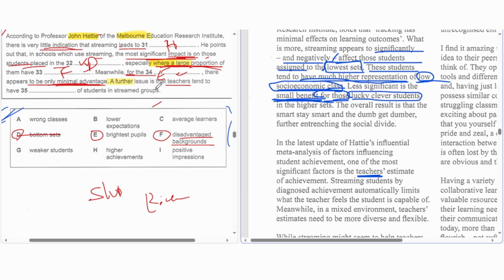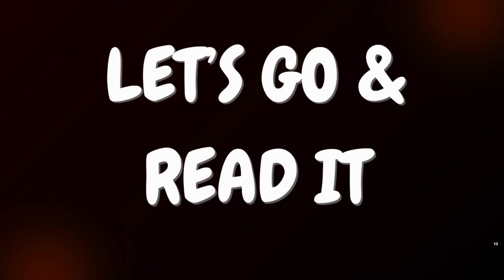A further issue is that teachers tend to have dash of students in streamed groups, not for any other thing. So teachers have some intention. We are trying to find out the teacher's intention, not other intention. Teachers tend to have what? Okay, let's go and read it.